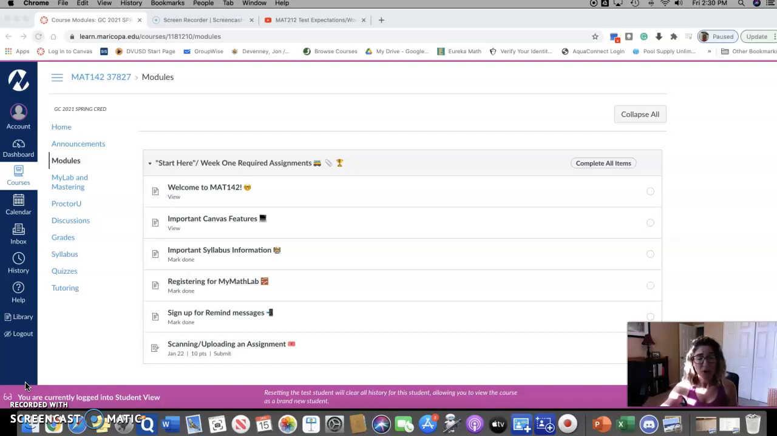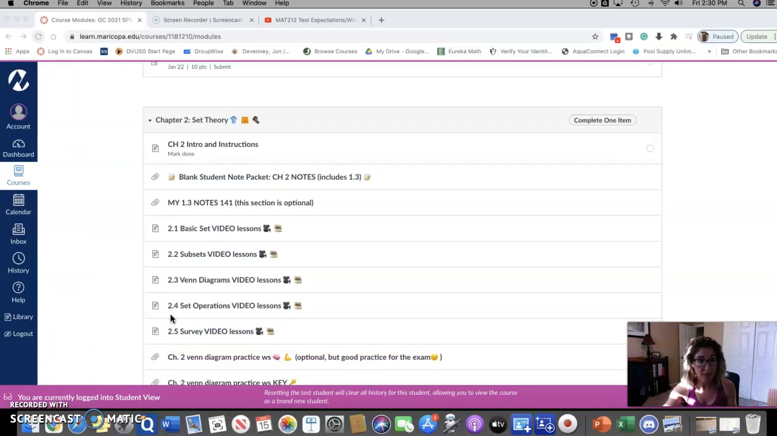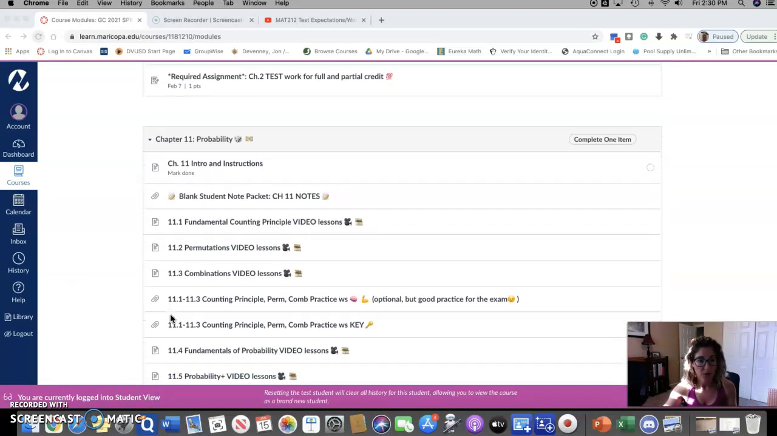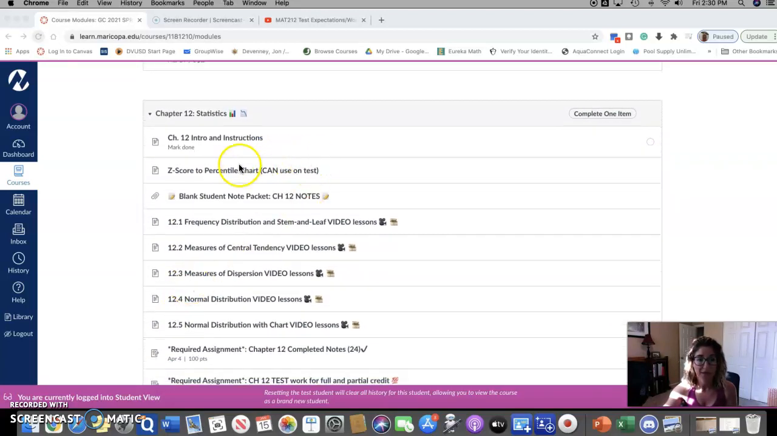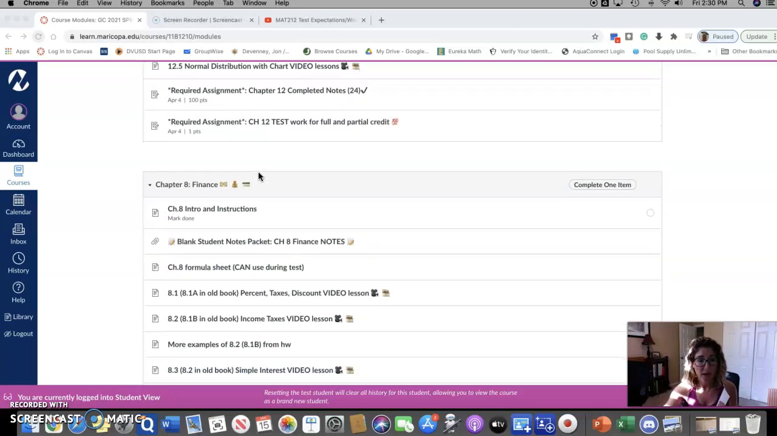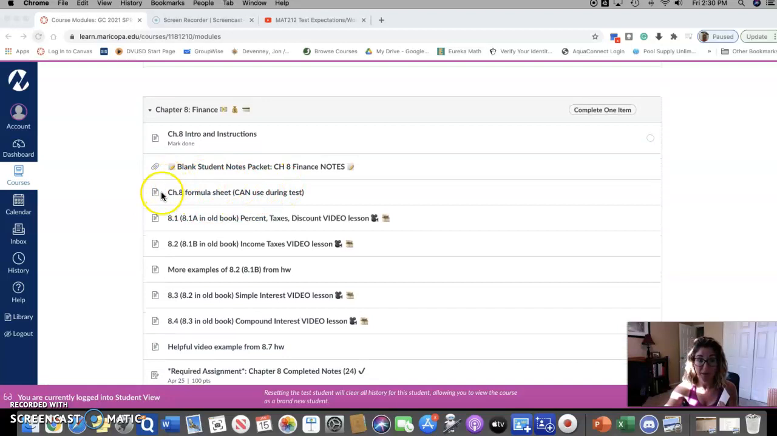Okay? There also are a few chapter exams that you have an additional formula sheet for. So if you look in Canvas underneath the modules, there are certain chapters. Where is one? Here we go. Look at chapter 12. It says you can use this on the test. So there is a chart that you're allowed to print off and use that on your exam along with your 3x5 card. I think there's another one in chapter 8. Do you see the chapter 8 formula sheet you can use during the test? So you can print that out along with your 3x5 card as you're taking your exam.